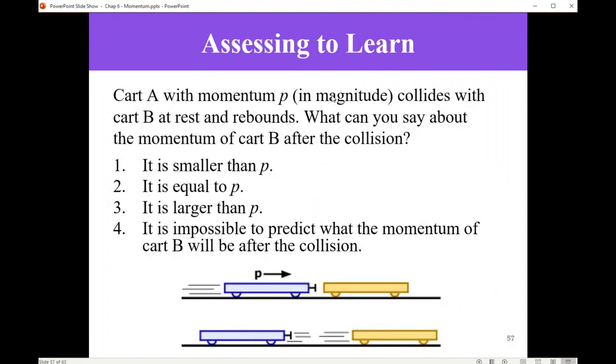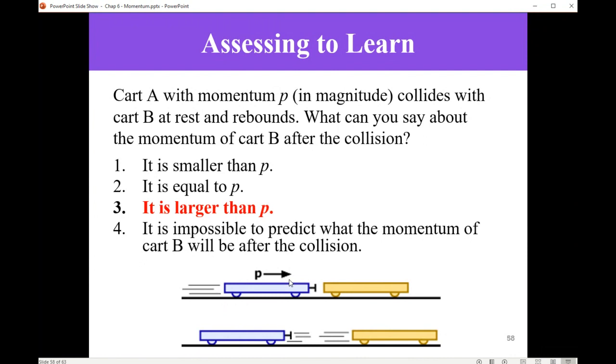Cart A with momentum P in magnitude collides with cart B at rest and rebounds. What can you say about the momentum of cart B after the collision? So after the collision, B will move to the right and A will move to the left. You need to conserve momentum. So total momentum after collision equals total momentum before collision.